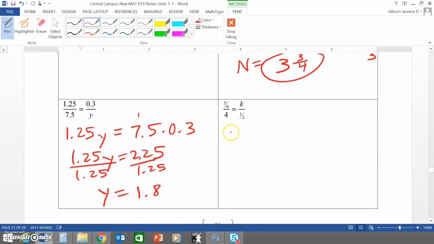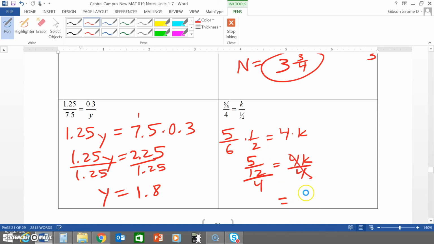Now we come here, we cross multiply. We have 5/6 times 1/2 is equal to 4 times k. So it'll be 5 over 12 is equal to 4k. Now we can divide each side by 4. First let's simplify this out. This will leave k. Whenever we have a fraction over a number, we will leave the top number the same, which would be 5. The new denominator would be these two bottom numbers multiplied by each other. 12 times 4 is 48. So it'll be 5 over 48.